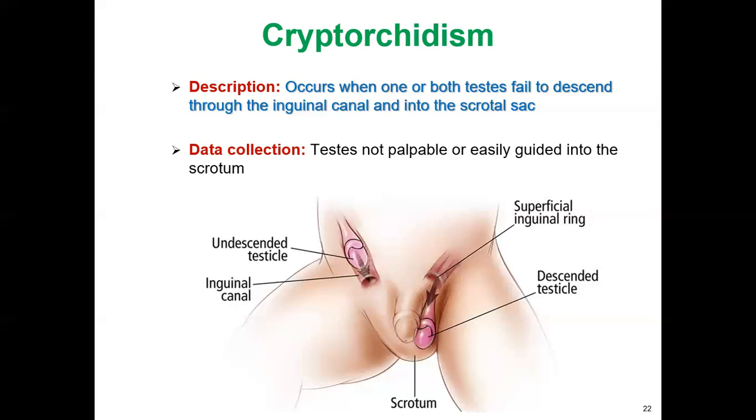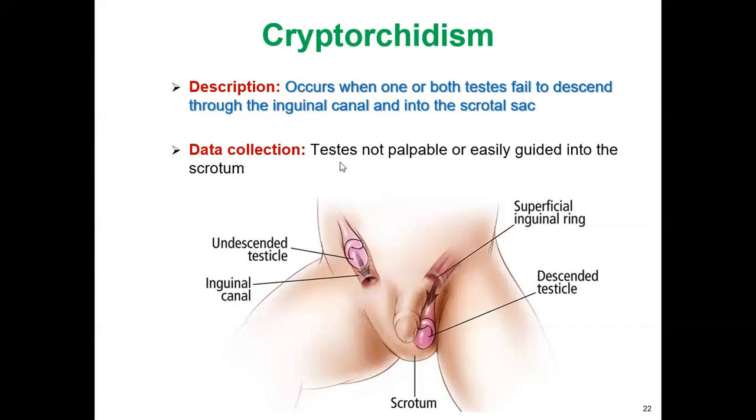So when a testis is undescended and causes some complication, this is called cryptorchidism. Cryptorchidism is a condition in which one or both of the testes fail to descend from the abdomen into the scrotum. It occurs when one or both testes fail to descend through the inguinal canal and into the scrotal sac.